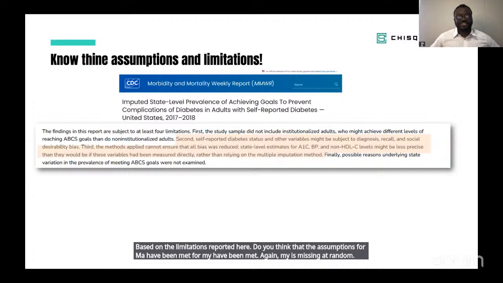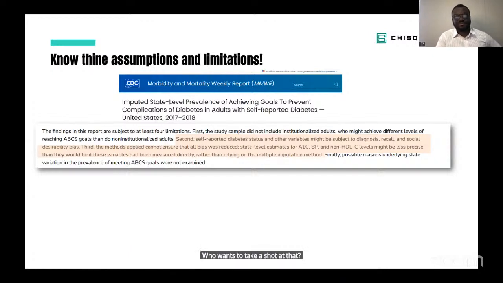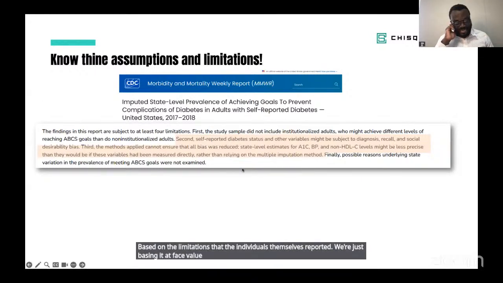Who wants to take a shot at that? So the question is simple. Do you believe, and this is just a debate, right? Do you believe that the assumption of MAR is met in this case, based on the limitations that the individuals themselves reported? We're just basing it at face value on what they said.